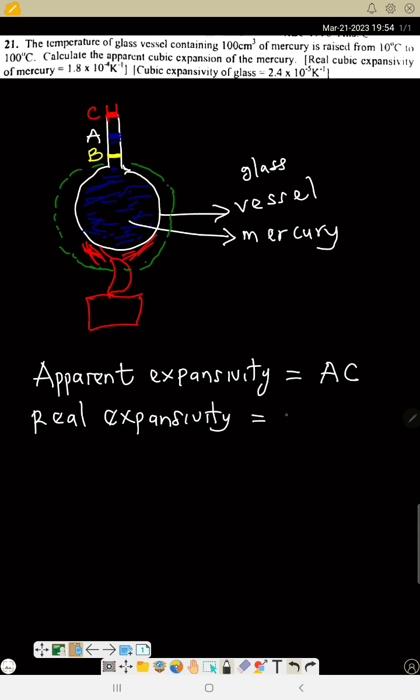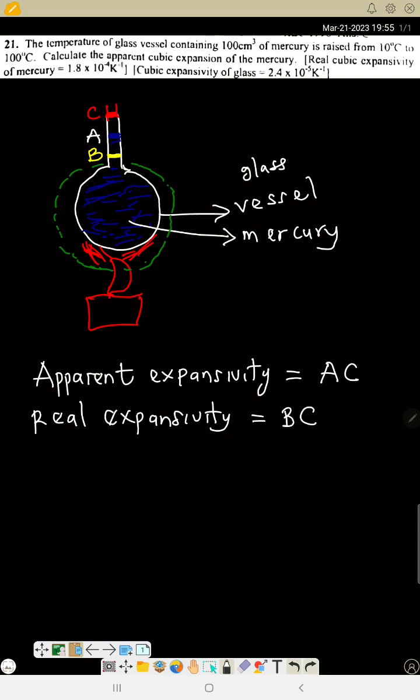Real expansivity will be equal to BC. Remember, if you subject this vessel to heat, the normal level of your mercury will first reduce to this yellow. From here it will go to the red. The real expansion is from this yellow to red, but you won't see it in real life. In real life, you will just see that it has moved from A to C. So that means the real expansion is from B to C.